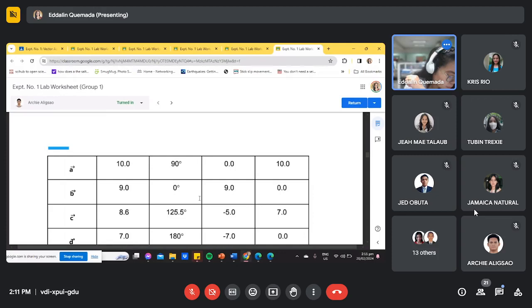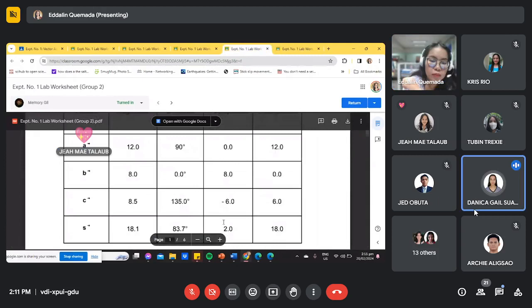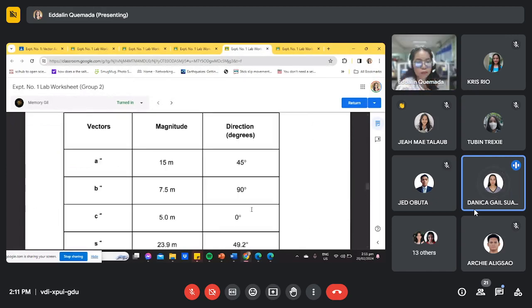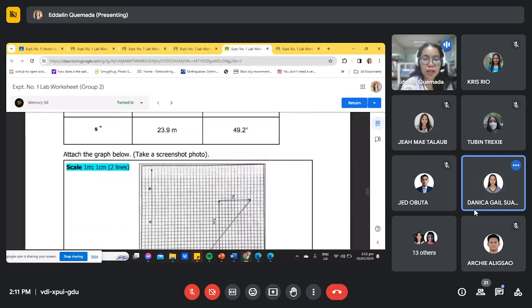So in part B, we are asked to plot A, 15 meters at 45 degrees. B is 7.5 meters at 90 degrees. C, 5 meters at 0 degrees. And the sum. Okay, sige. Later na ta ani, the sum. Diri sa ta sa iyang pagplot.